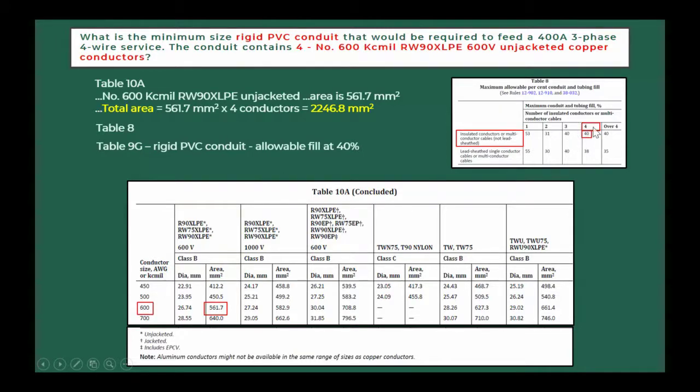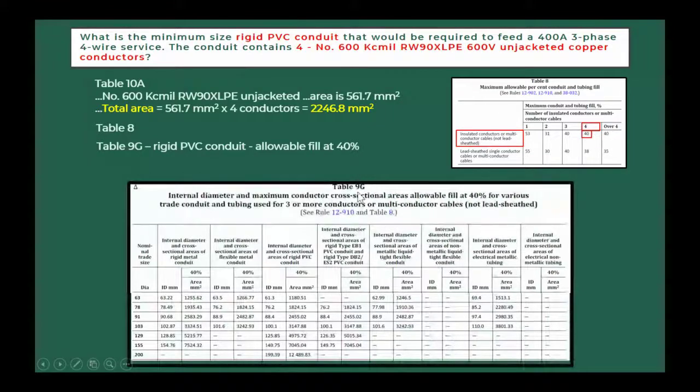Okay, when you got 3 or more, it's 40% fill. So now I'm going to go to table 9G. We haven't even gone to H. I've got to look up PVC right here. I got the 40% column. Follow it down till I find something greater than 2246. 91 is my trade size.